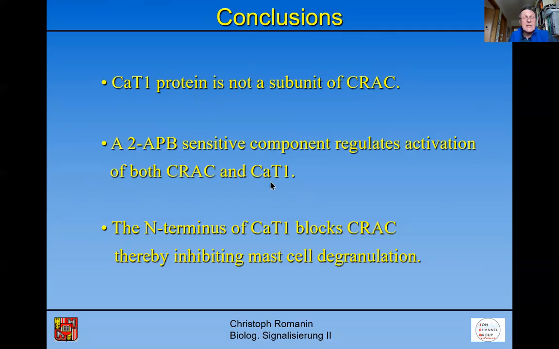A 2-APB sensitive component regulates activation of both CRAC channels and CAT1. That's clear. There is a similarity, because 2-APB inhibits both endogenous and expressed CAT1 channels in RBL cells. And one point which is not clear so far: the amino terminus of CAT1 is able to block endogenous CRAC channels, and it also in turn inhibits mast cell degranulation.